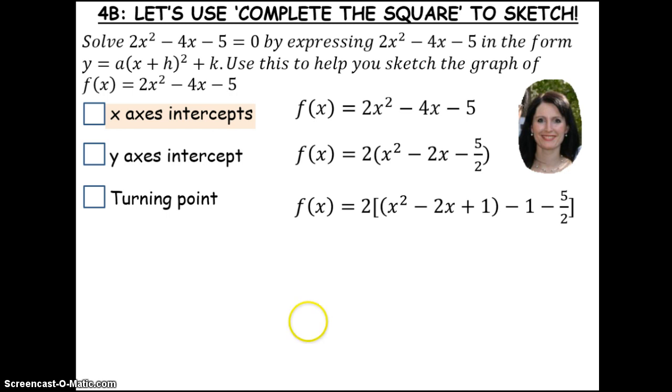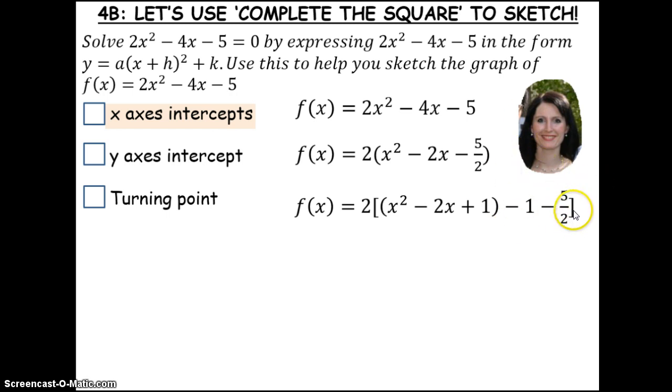We then need to subtract that 1. We can't just add on a 1 out of nowhere. By subtracting it again, it means we've actually added nothing. Plus 1 minus 1 is 0. We've added nothing onto this equation. We're just putting it in a different form. So we subtract the 1, and then we have to subtract the 5 over 2.